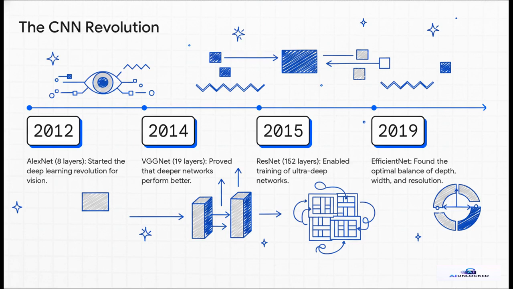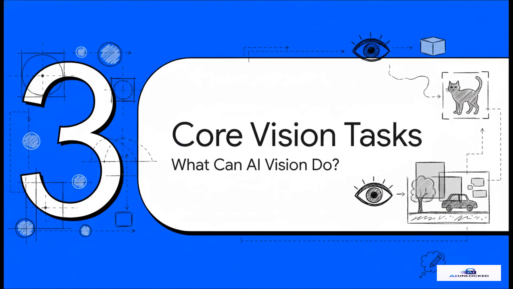A couple of years later, VGGNet showed that making the networks deeper made them even better. And then ResNet came along in 2015 with a mind-boggling 152 layers, solving the problem of how to even train these massive models. The progress was just unbelievably fast. Okay, so now that we have a feel for how AI sees, let's talk about what it can actually do.